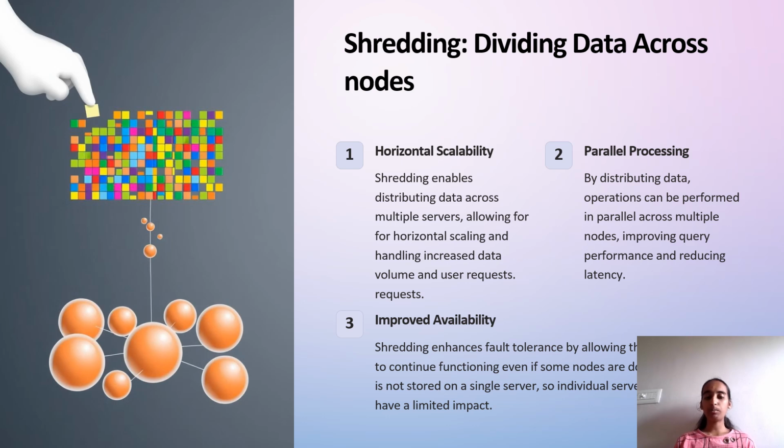Then comes the third point, the improved availability. That is, sharding enables fault tolerance by allowing the system to continue functioning even if some nodes are down. Data is not stored on a single server, so individual server failures have a limited impact.